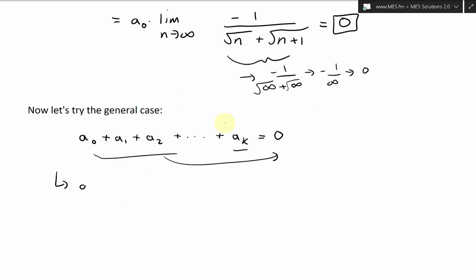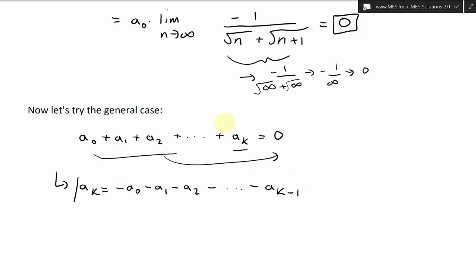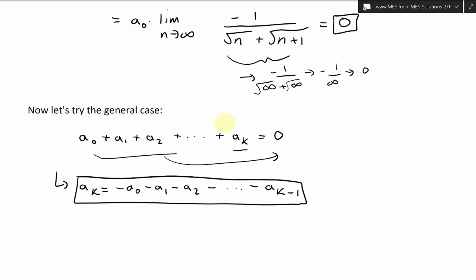So that means ak is equal to negative a0, negative a1, negative a2, minus all the way until negative a(k minus 1). So this whole thing equals this. I'm going to box this out because this is important. I'll box the whole thing out because we're going to be throwing this into the entire limit.